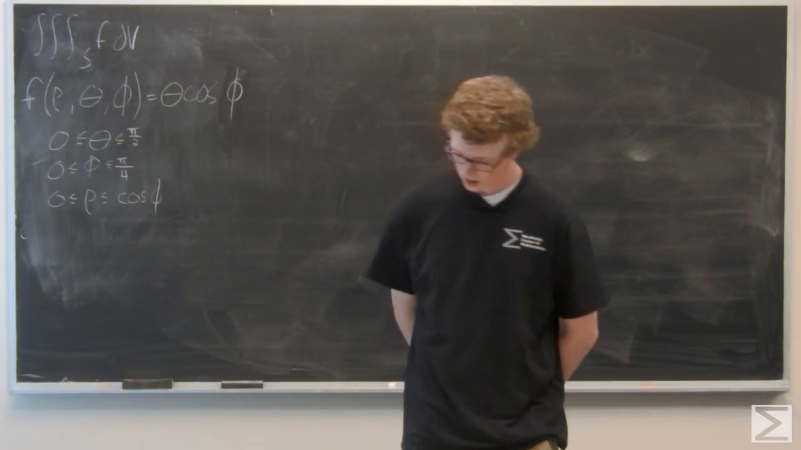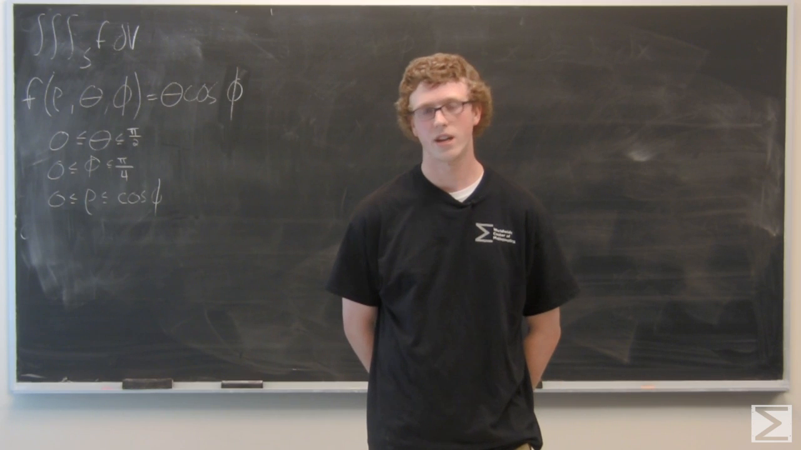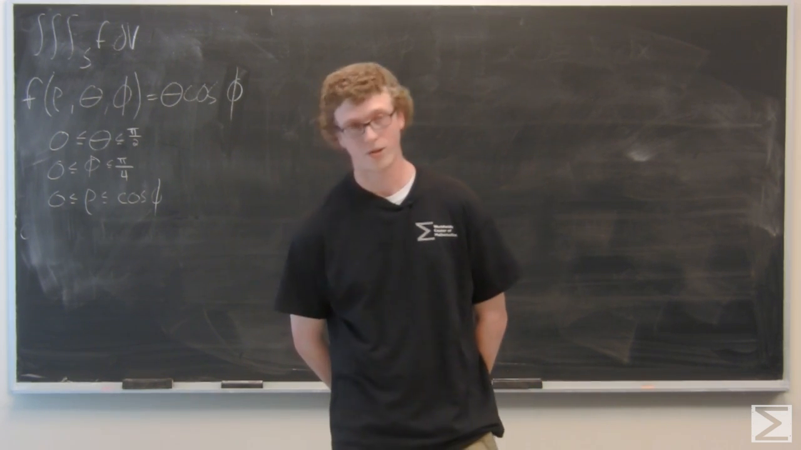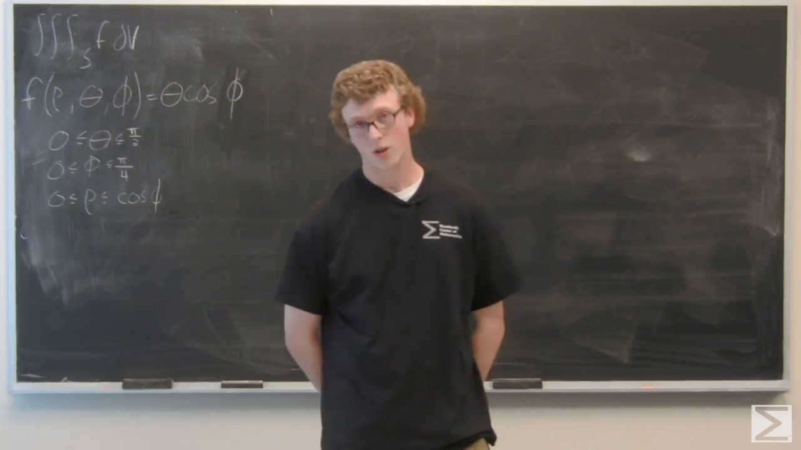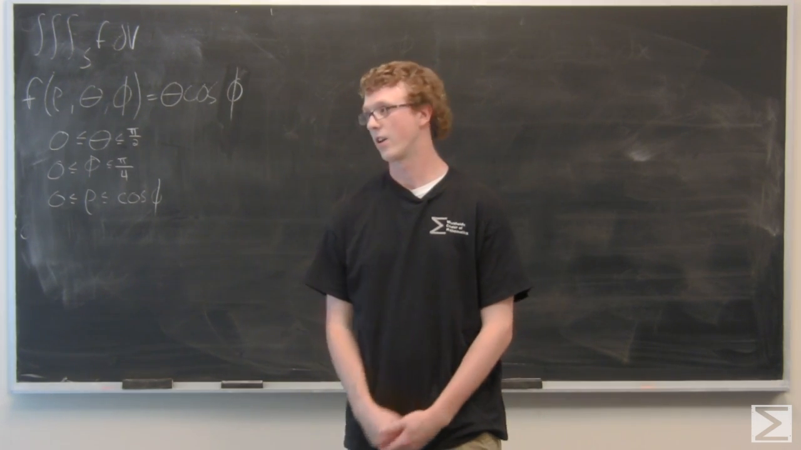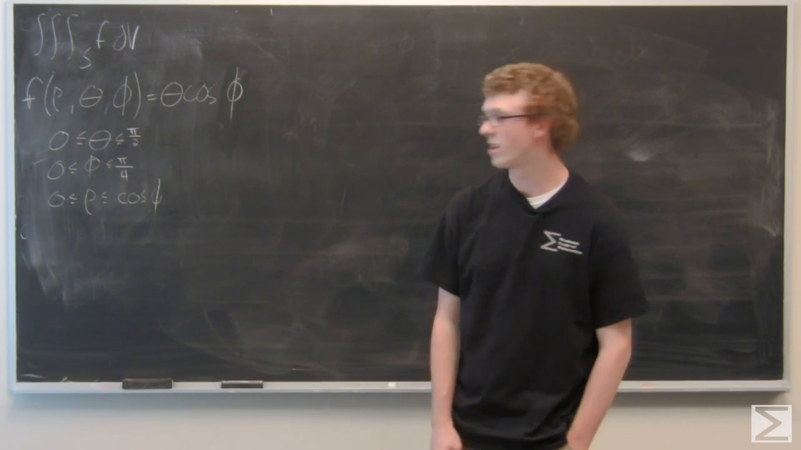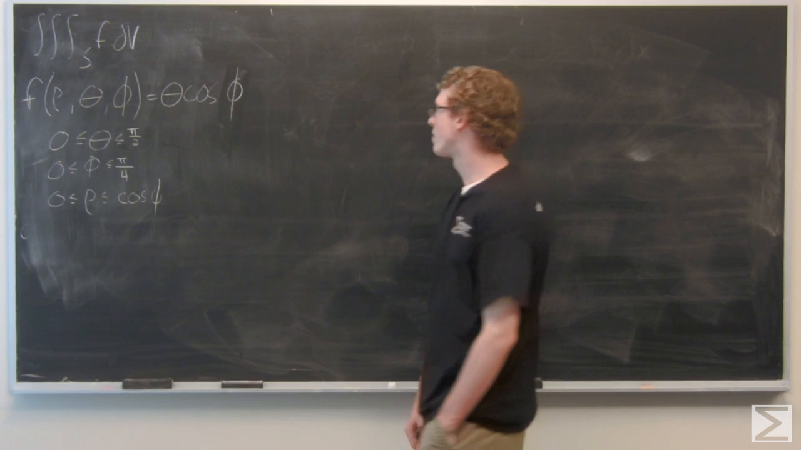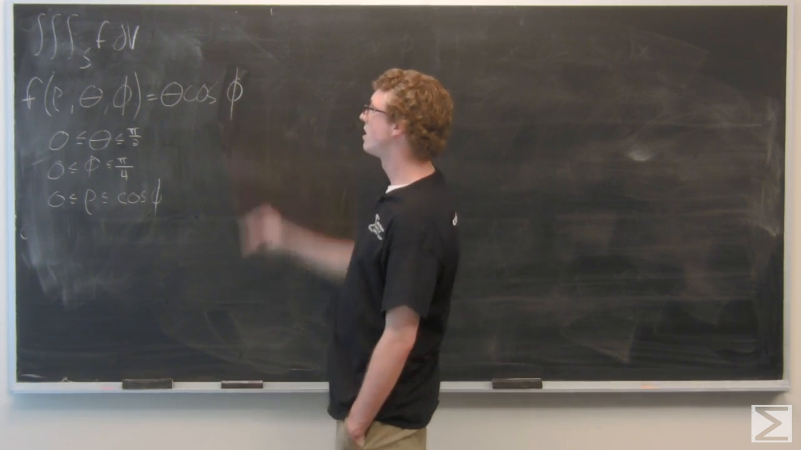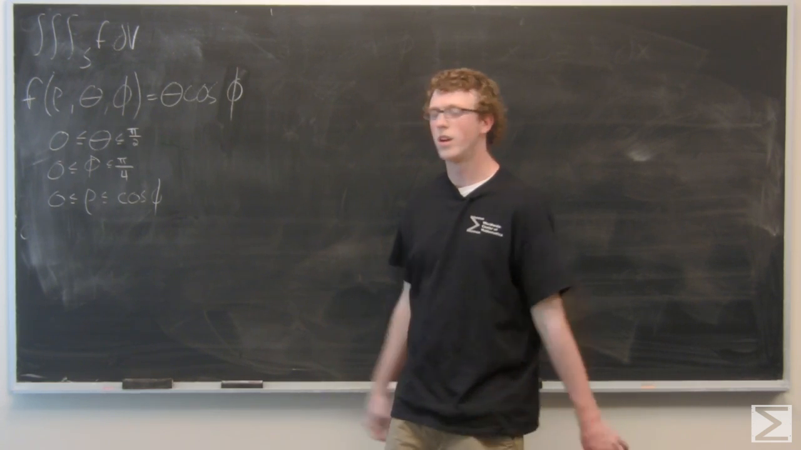In this problem, we're given a function of rho, theta, and phi in an iterated description in spherical coordinates of a solid region, and we're asked to calculate the iterated integral of that function over the region. So the function that we're given is theta cosine phi, and we're also given bounds for theta, phi, and rho.